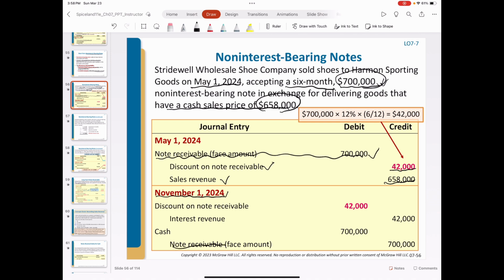And when the notes are due on November 1st, the customer will make the payments for $700,000. So we will credit notes receivable, write off these notes, collect cash payments. At the same time, we will actually amortize the discount on notes receivable. Originally, it has a credit balance. Now we debit discount on notes receivable and also recognize the interest revenue, $42,000.